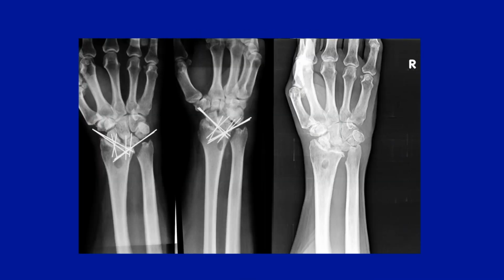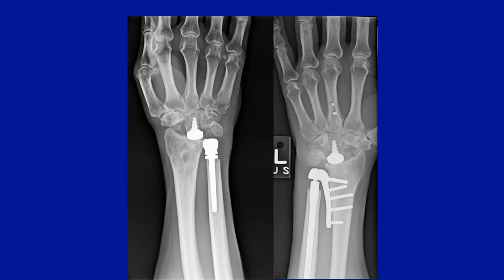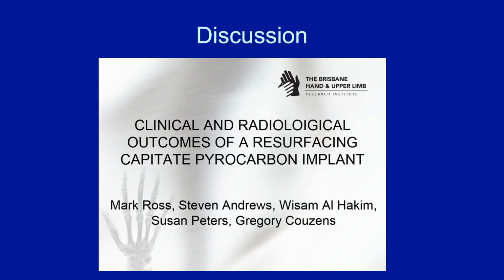And this is a procedure that was performed on the contralateral side. There was an attempt at a radioscapholunate fusion, which failed. Next slide. You can see that in addition to the radioulnar joint procedures, the capitate cap was placed, and the patient was very grateful. Next slide. He went back to his employment as a chef.